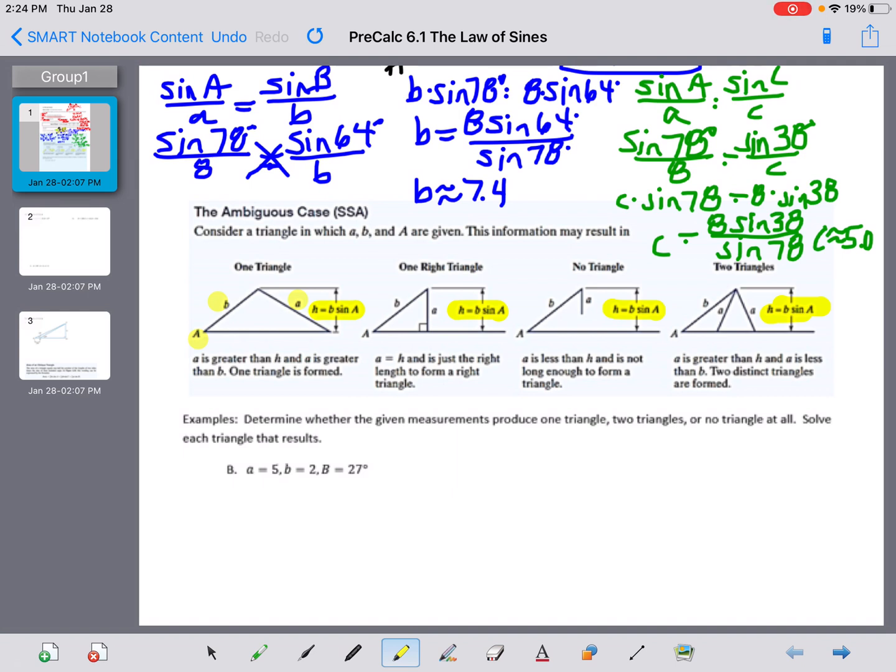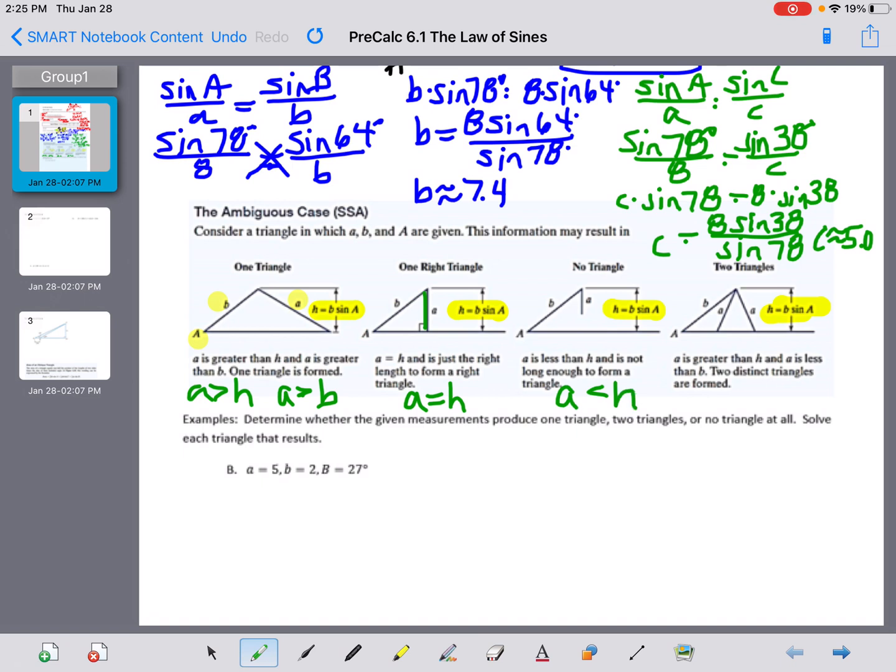So here's some scenarios coming off of that height. If your side across from your angle that you know, if A is bigger than H, so your side is longer than the height, and your side across from the angle is also bigger than the other side, you get a triangle. Straightforward, one triangle, okay? If your A equals your H, what you end up having is a right triangle because your height and your A are the same thing, they're at 90 degrees to the other side, you get a right triangle, okay? We do have this scenario, though, that your A might be smaller than your H.